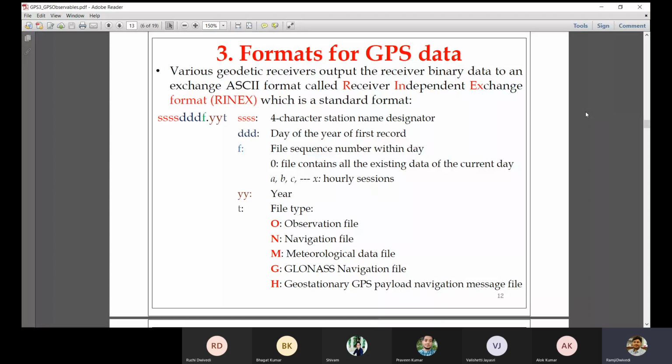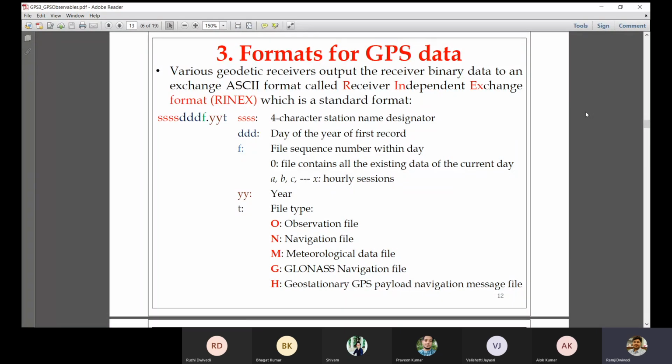T is the file type. O means observation file where you will have information about L1, L2, P1, P2, C1. N means navigation file, which is where you have ephemeris data, clock information, perturbation parameters, etc. M file is the meteorological data file, which says about the medium information. G means GLONASS navigation file. H means geostationary GPS payload navigation file. So all kind of formats are available.